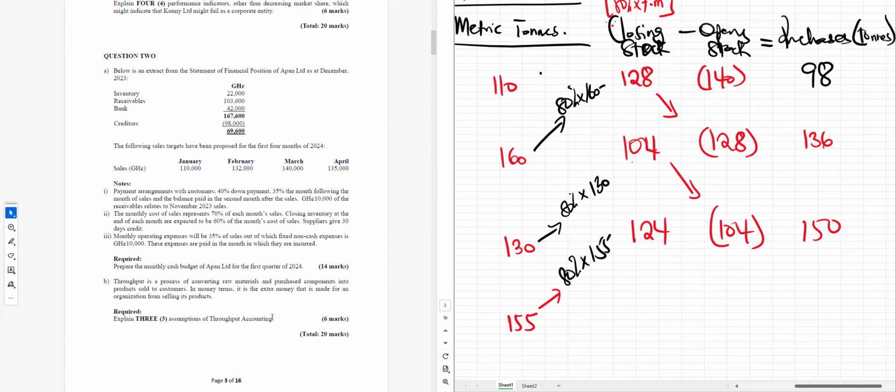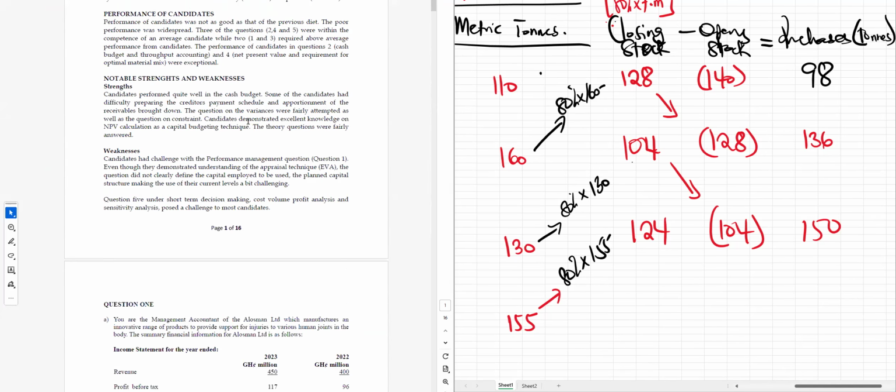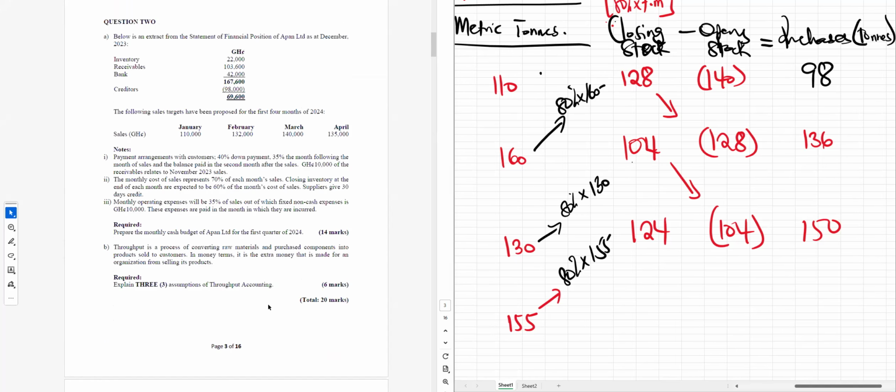Okay, so this one is a cash budget, right? So we have an extract of the financial statement. Which date is this? July 2024. Cash budget. Let's see. 14 marks. That means the question will be long. I like it.